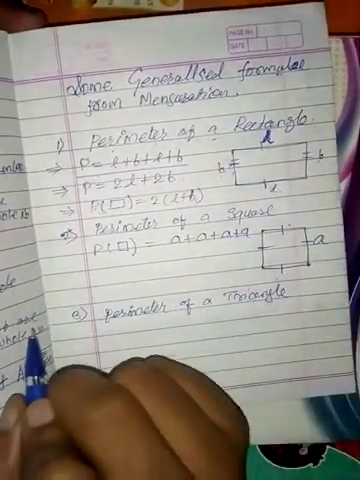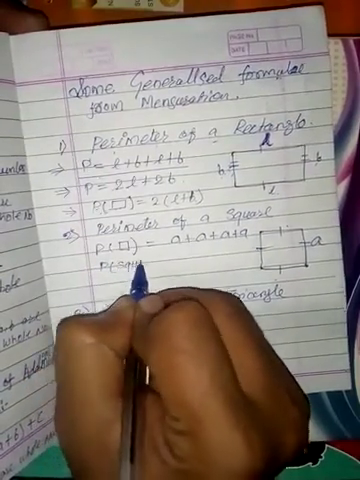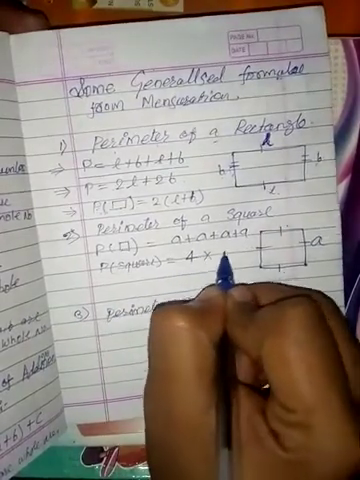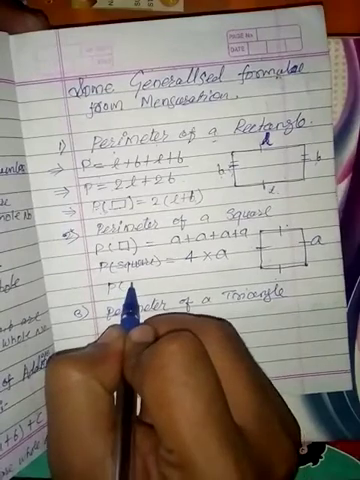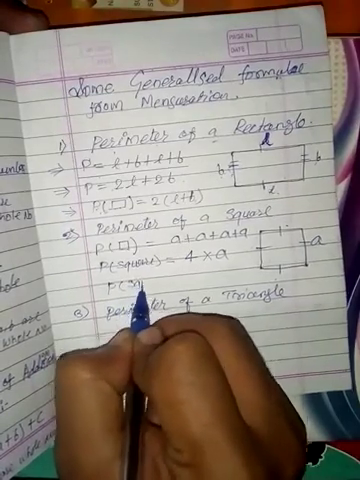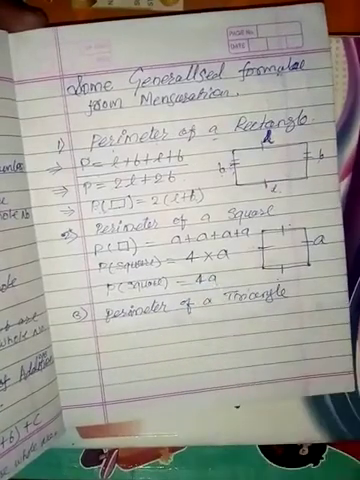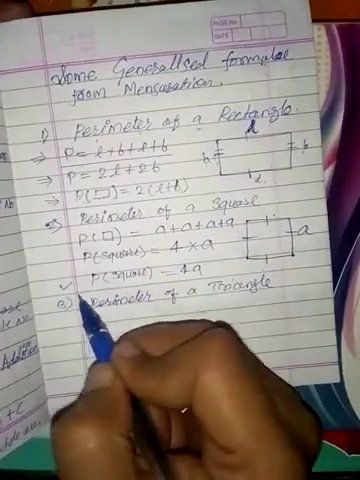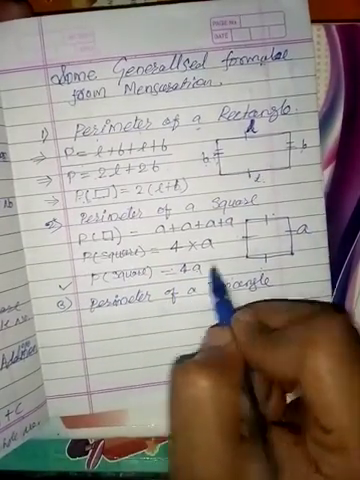How many times a? 4 times a. So therefore the perimeter of a square is equal to 4 into a. Therefore the perimeter of a square is 4a. Understand? 4 multiply a. This is the generalized formula shortcut, where a is denoted as an unknown number, a stands for the side.